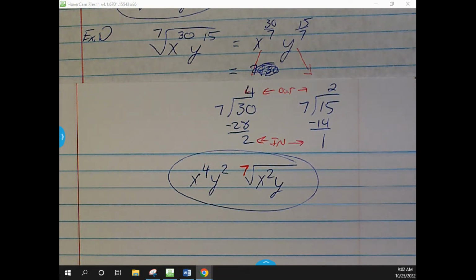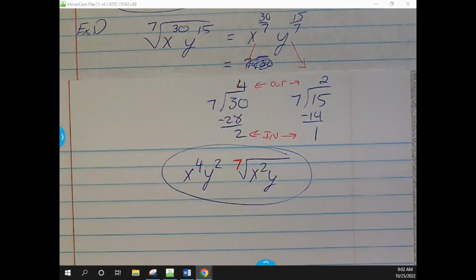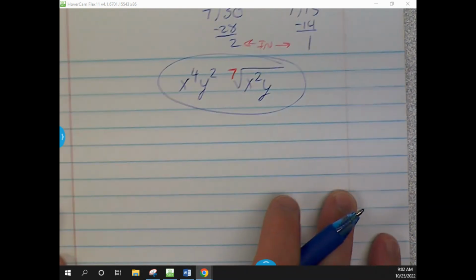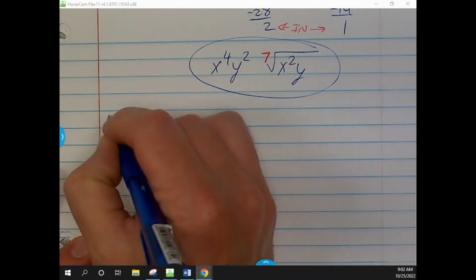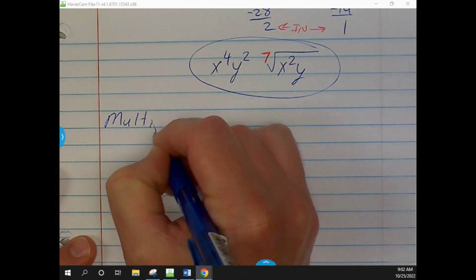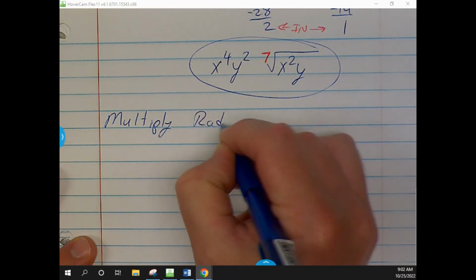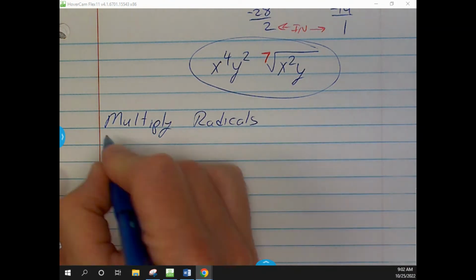Okay, so if you're feeling good about that one, let's expand it just a little bit. Instead of just having a number here that we're going to simplify, we're still going to do the same thing, but we're going to have to do something first. We're going to have to multiply first. Yep, we're going to multiply the radicals.